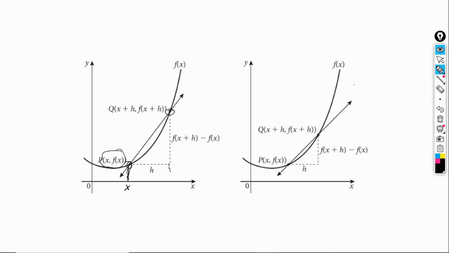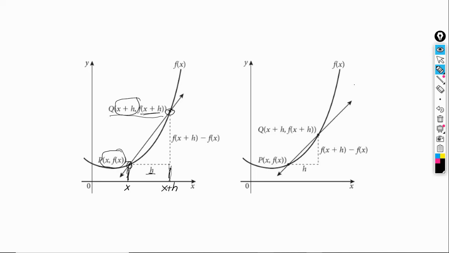Then here would be the other x coordinate, but instead of calling it x2 or x prime, we're going to take into account this distance h between the two x coordinates. So taking into consideration h, this coordinate here would be x plus h. Therefore, this point up here, point Q, would be x plus h, comma, f of x plus h.